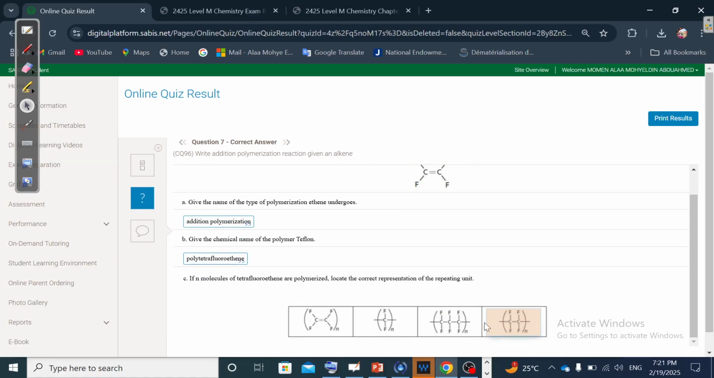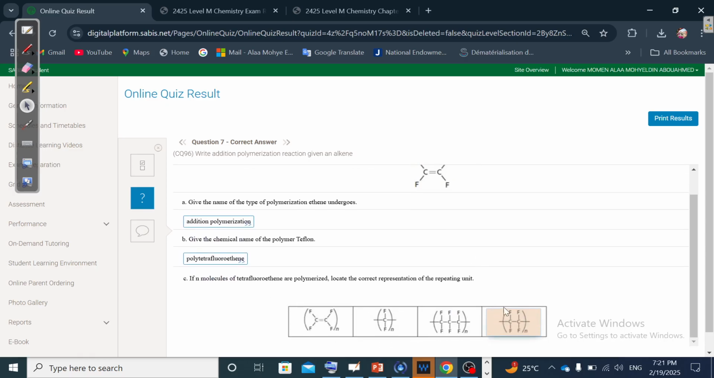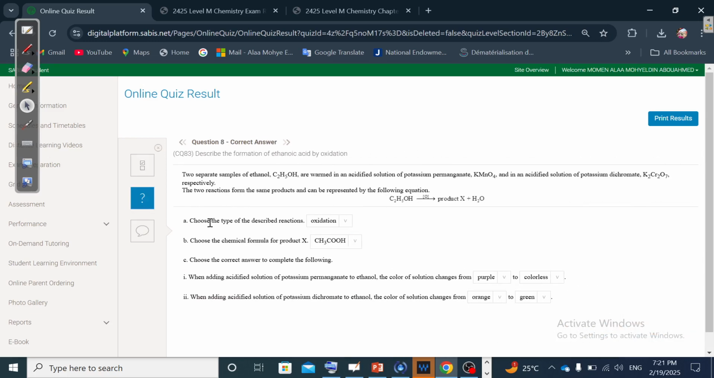And as I told you, you break the double bond and then you make it two bonds with these brackets, and n means the number of times it will repeat. Again, we did this question before. I'm going to go through it quickly.